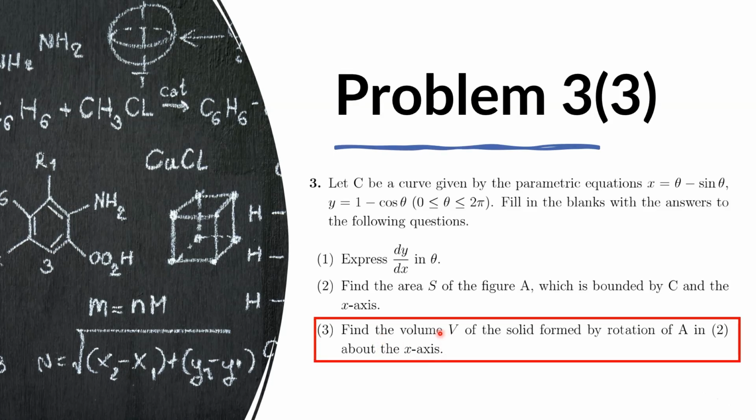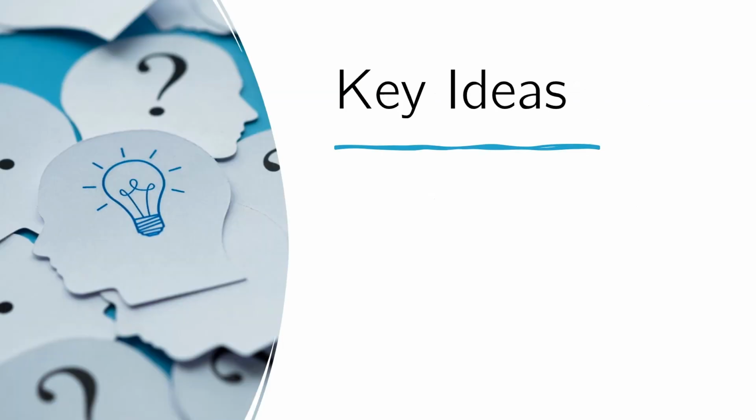The last problem for this questionnaire requires us to find the volume V of the solid formed by rotation of A in 2, meaning this problem here, about the x-axis. This problem is rather straightforward. We just need to remember two things. First is the formula for the volume of revolution V about the x-axis.